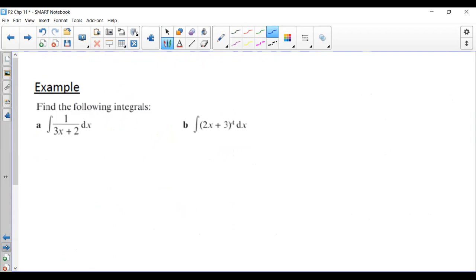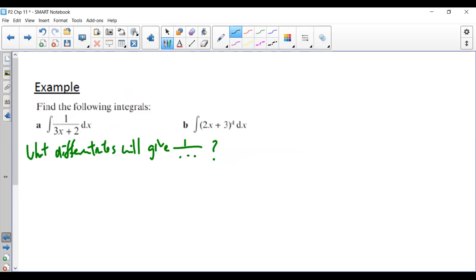Okay. Example. Find the following integrals. The integral of 1 over 3x plus 2 dx, and b. Okay, so let's look at them one by one. A, 1 over 3x plus 2. I'm going to write in green; this is the thinking process. Your thinking is, what differentiates will give 1 over something? So what differentiates to give 1 over something?